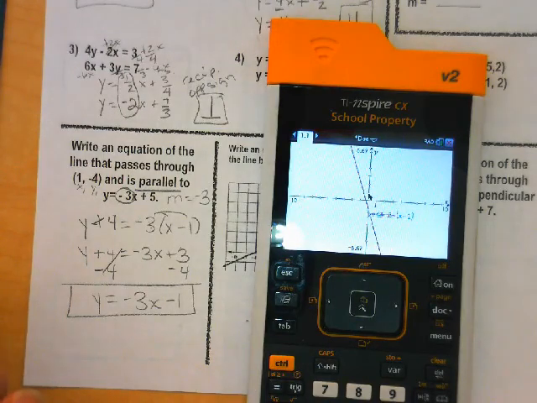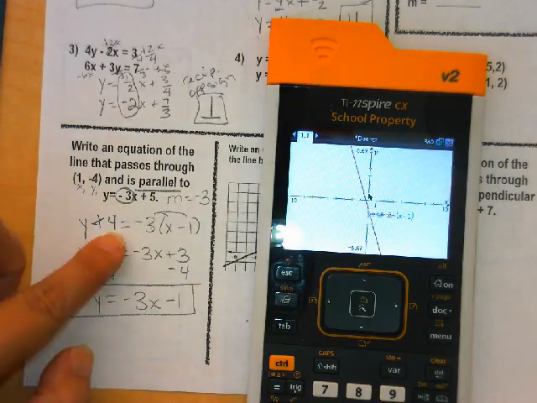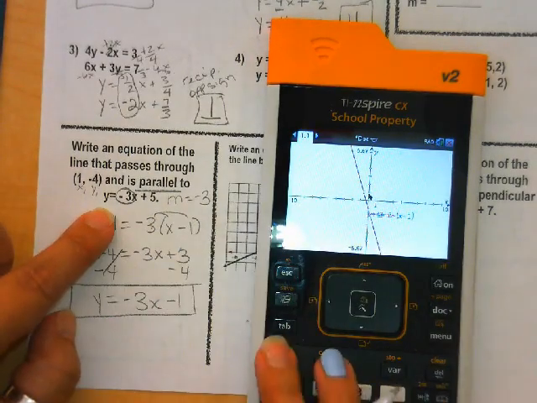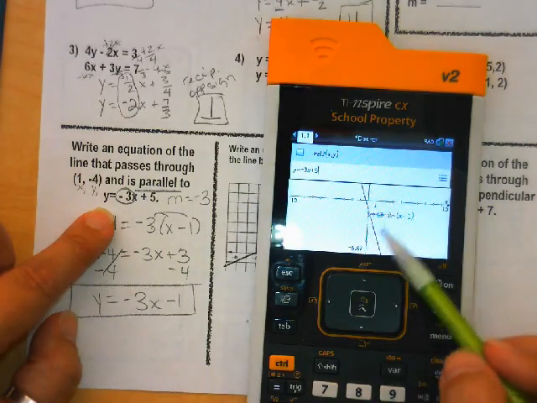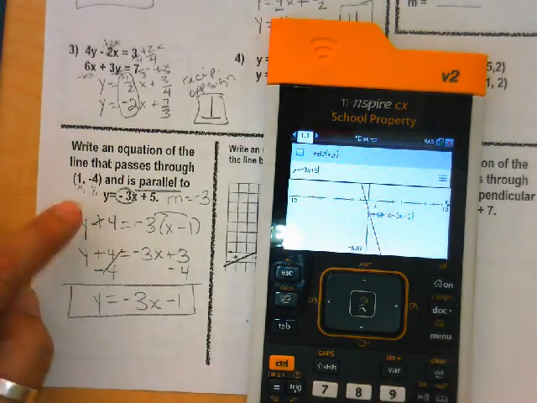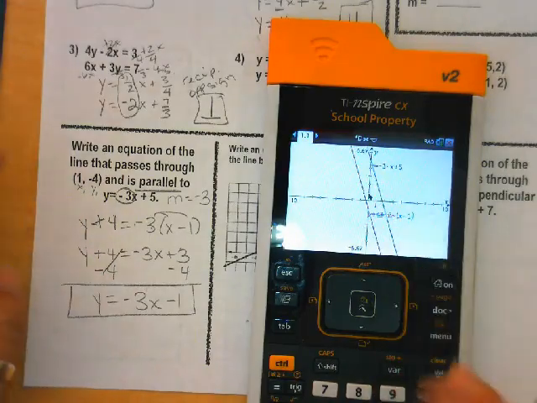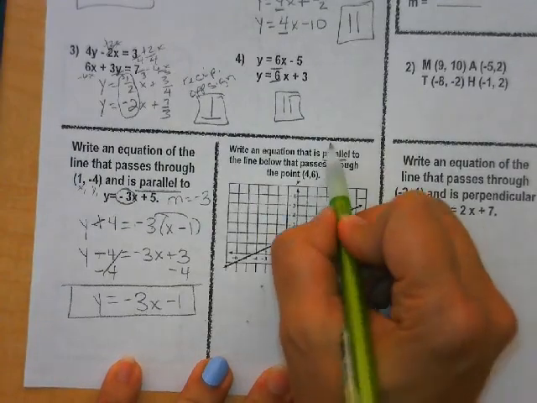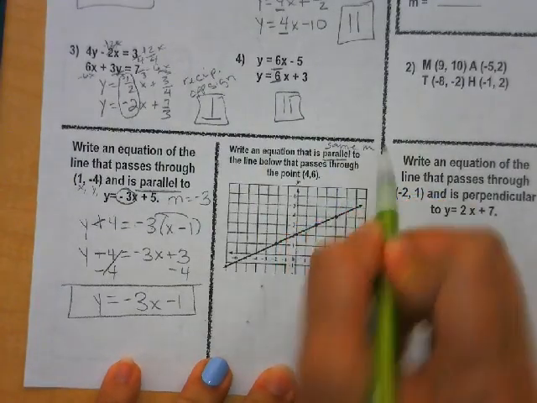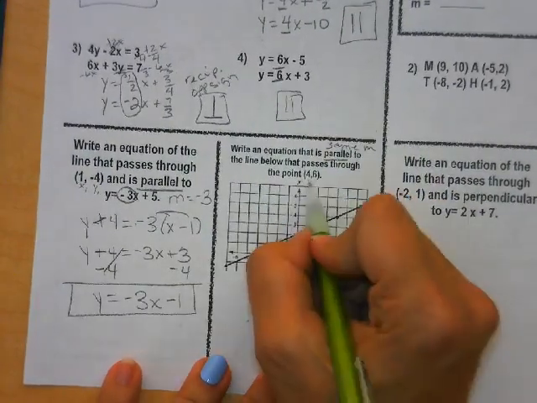Okay. It is parallel because it happens to be the same. Oh, I'm sorry. I needed to put in my original. I apologize. So y equals -3x plus 5. But I can see because this overlapped that I did transform this one correctly. So they are parallel. Write an equation that is parallel. Again, same slope to the line below and passes through this point.